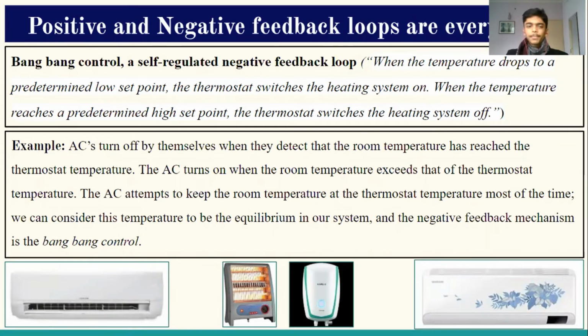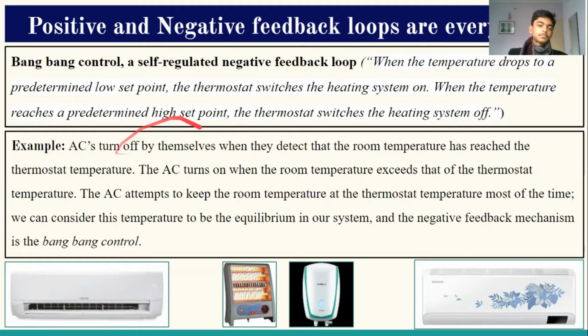But why does that happen? What I mean to say is, when the temperature drops to a predetermined low set point, the thermostat switches the heating system on. When the temperature reaches a predetermined high set point, the thermostat switches the heating system off. This example is speaking in terms of heat, but if I were to look at cooling, then that's the same thing. If I set my thermostat to 28 degrees Celsius, after a point of time, the AC sort of halts its progress. What does that mean?